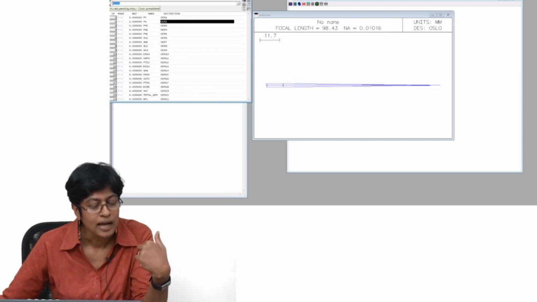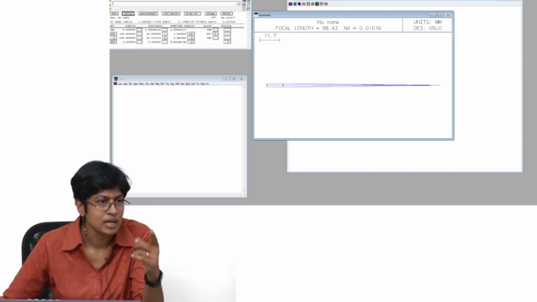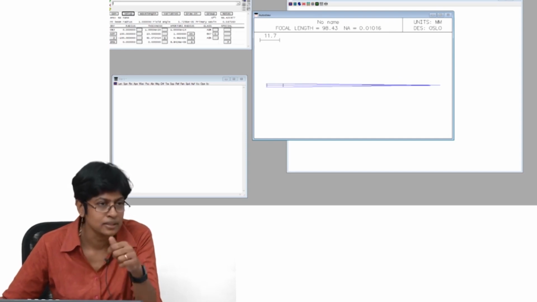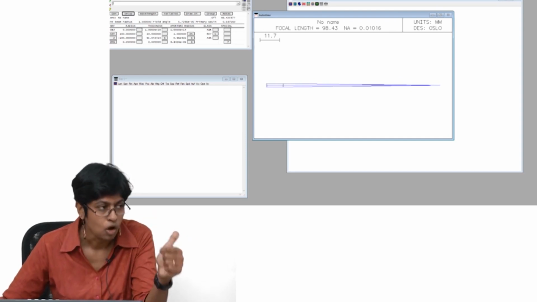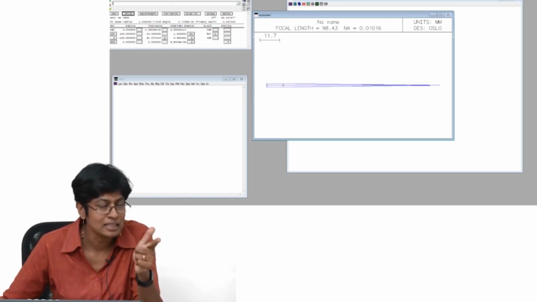So now, when I am trying to design the focal length of a system, it doesn't matter whether I use the PU operand or the effective focal length operand if I am designing a thin lens.